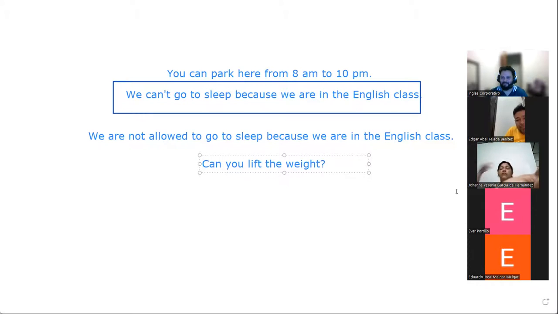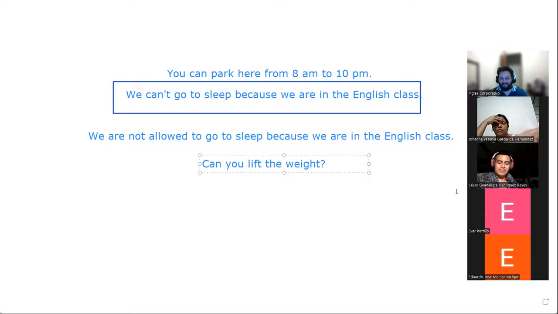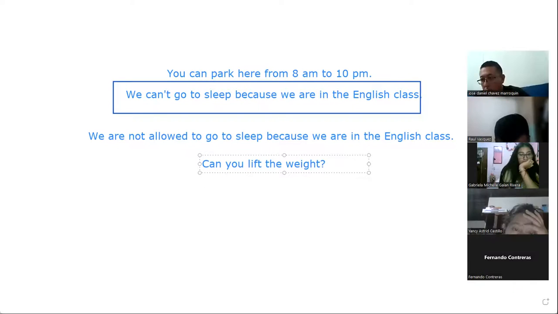Very good. Yes, guys, just because it is a question doesn't mean it is permission, okay? No solo porque es una pregunta es permission. I don't know how to say that in Spanish, okay? Doesn't mean that it's permission, okay?